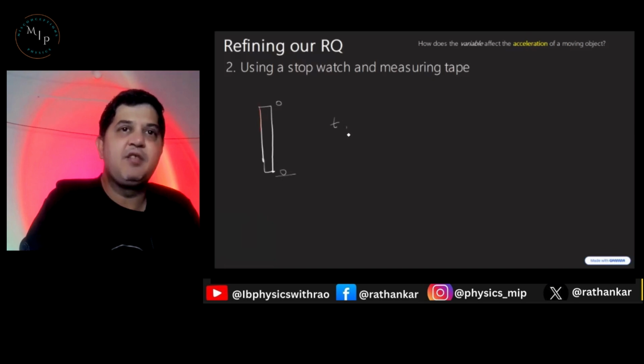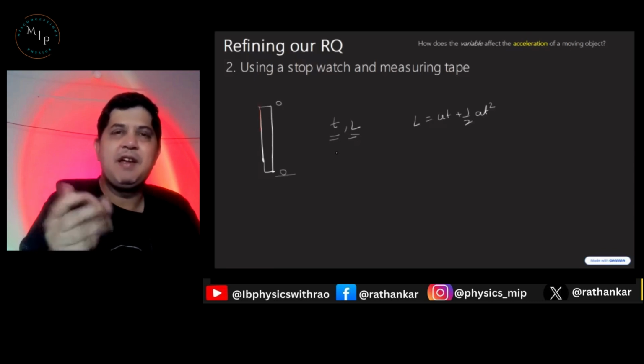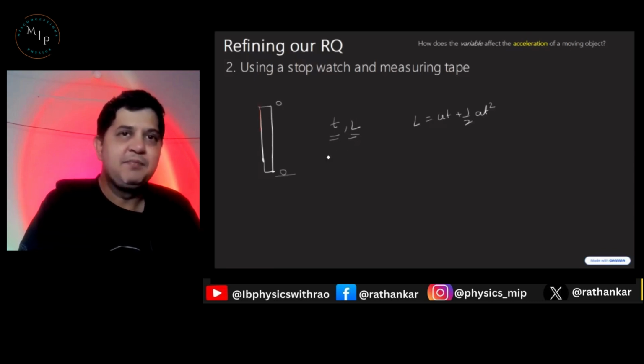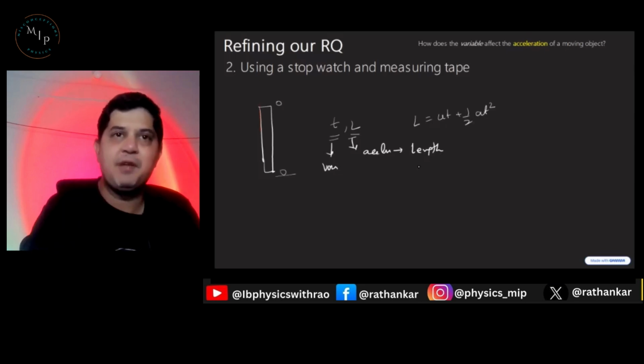The length is already known to me, so from here I can easily calculate L = ut + (1/2)at², and then I can say that as I vary the length, the time taken can also change, right? So I have got the variable, I have got the acceleration to be replaced by length. Wow, this works well for me, right?